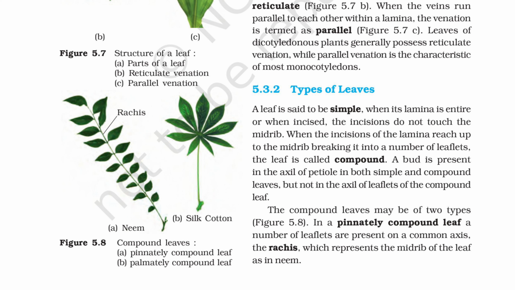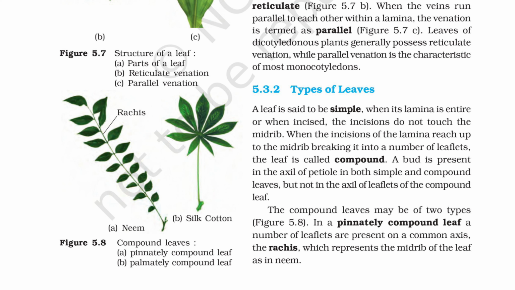Types of leaves. A leaf is said to be simple when its lamina is entire or, when incised, the incisions do not touch the midrib. When the incisions of the lamina reach up to the midrib, breaking it into a number of leaflets, the leaf is called compound. A bud is present in the axil of the petiole in both simple and compound leaves, but not in the axil of leaflets of the compound leaf.